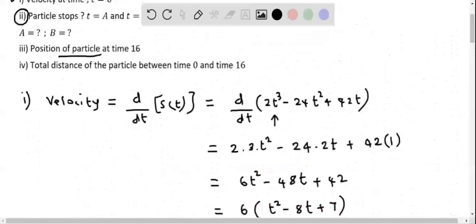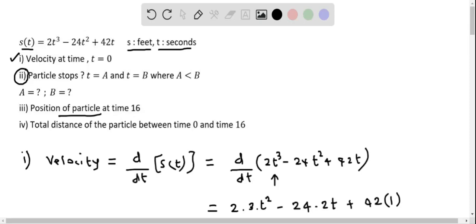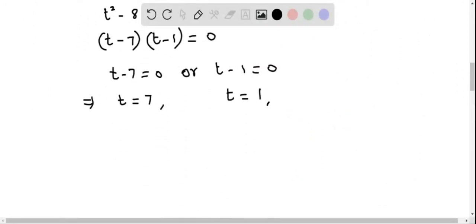So we are given that A is less than B, which means out of these two times, 1 is less than 7. So we can write A equal to 1 and B equal to 7.